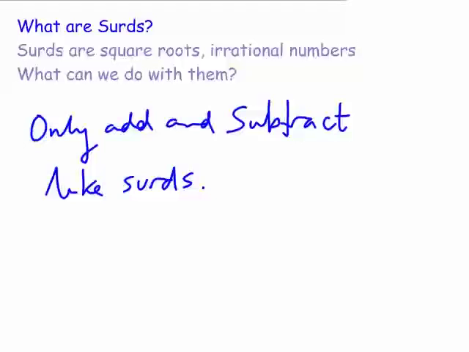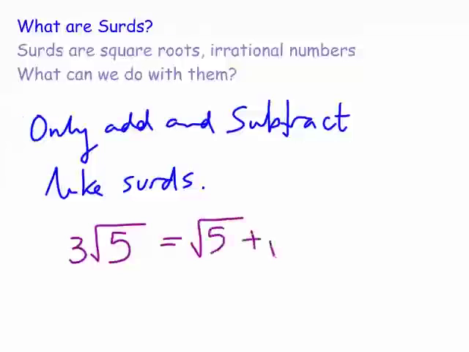What happens when I go 3 root 5? What does this mean? Well, it just means the same as in algebra. That 3 at the front means there's 3 lots of root 5, so you could say that that's basically equal to the square root of 5 plus the square root of 5 plus the square root of 5. So there's 3 lots of them, so we can amalgamate them and just say that there's 3 of them.